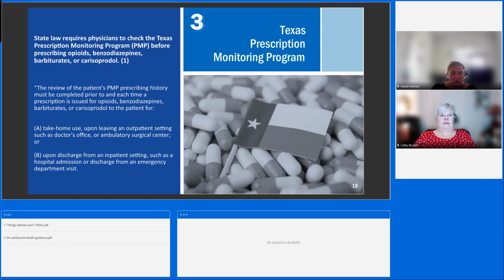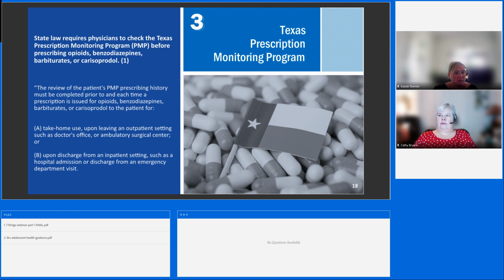So shifting gears a little bit, that was chapter 165, kind of in a nutshell, very high level. Another thing that differentiates Texas in some regard is the Texas Prescription Monitoring Program. We refer to it as the PMP. And this state law requires physicians to check the PMP before prescribing certain medications, opioids, benzoids, you see those there.